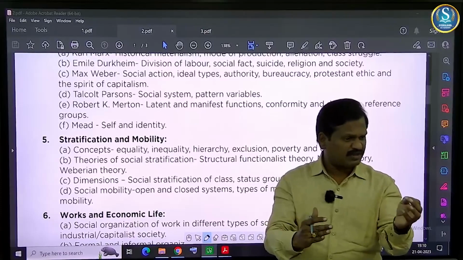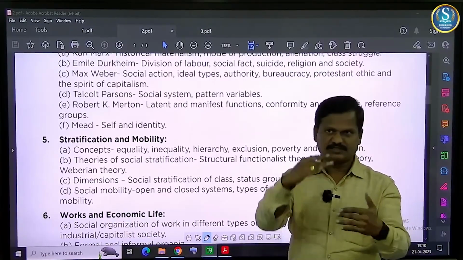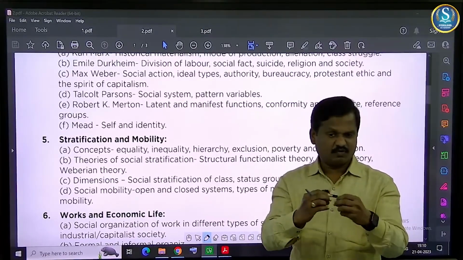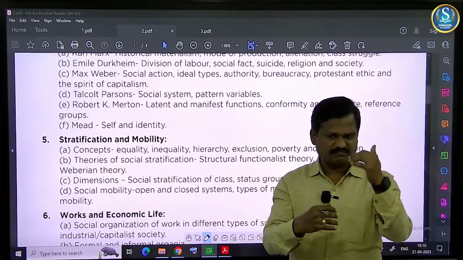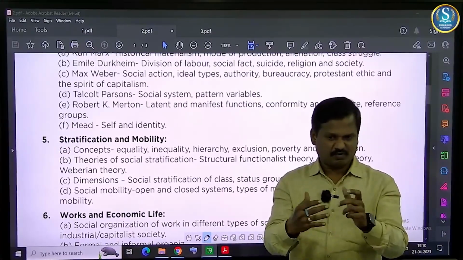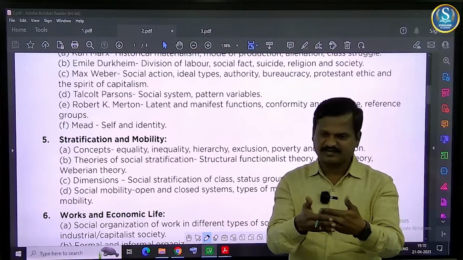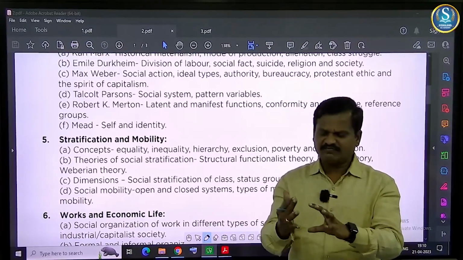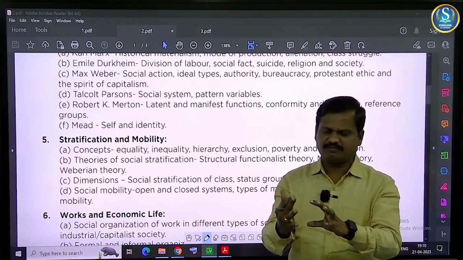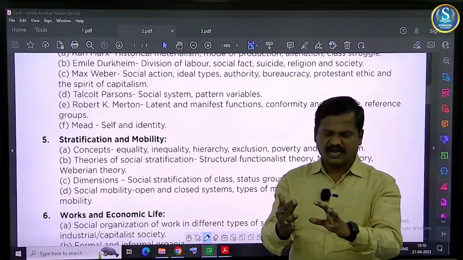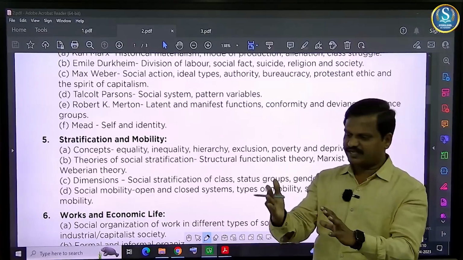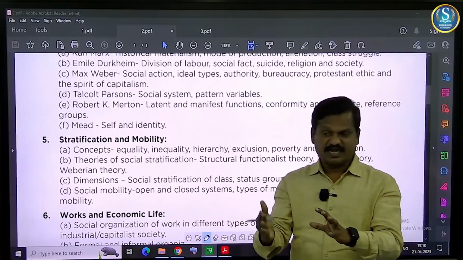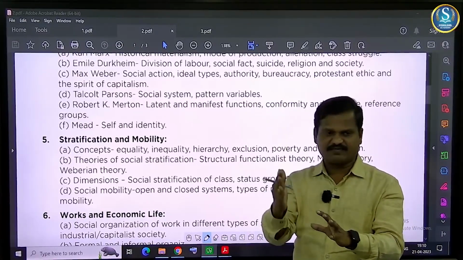If you go by wealth, you have class, rich and poor. If you go by gender, you have men and women. If you go by race, that is skin color difference, white and black. So like that, every society is putting people in groups and arranging people in a hierarchical fashion.